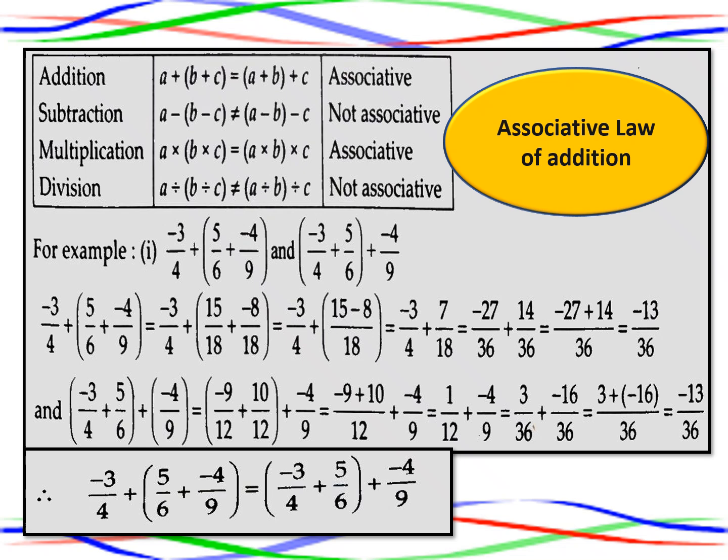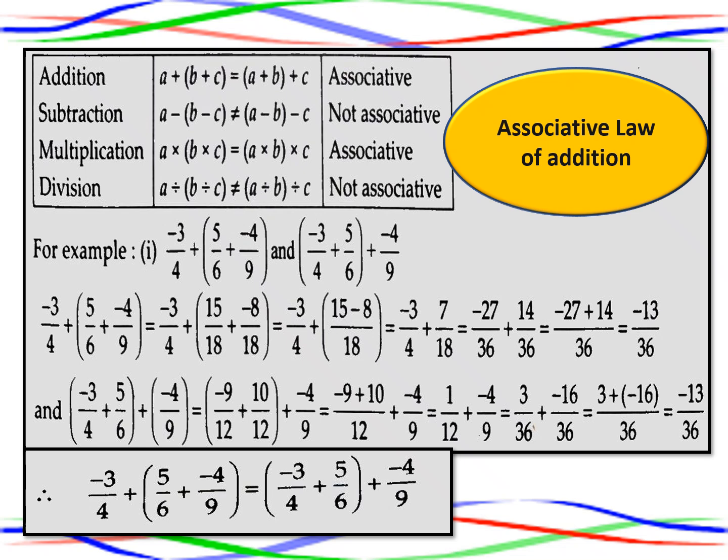5 by 6 and minus 4 by 9 being added in the bracket. 18 is the LCM. 6 3s are 18, 9 2s are 18. So 15 by 18 and minus 8 by 18 comes. So the result is 7 by 18. 7 by 18 added to the number outside the bracket, minus 3 by 4, gives us minus 13 by 36.